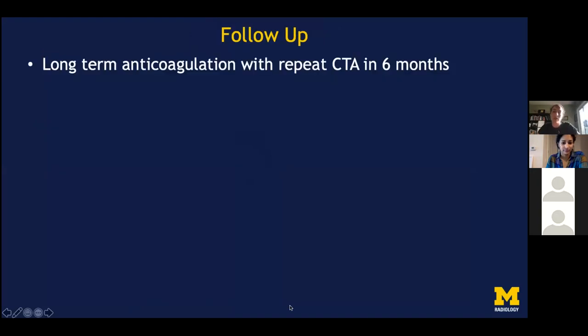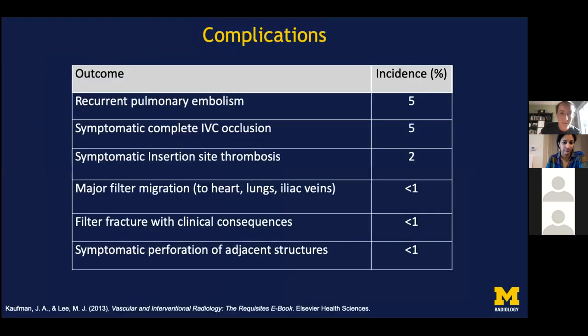The patient was placed on long-term anticoagulation and had a repeat CTA in 6 months, which showed resolution of the thrombus. Here's a table that I put together of the complications that can arise from an IVC filter being placed and their associated incidence. Our patient falls into the category of symptomatic perforation of adjacent structure, and that occurs in less than 1% of filter placements.